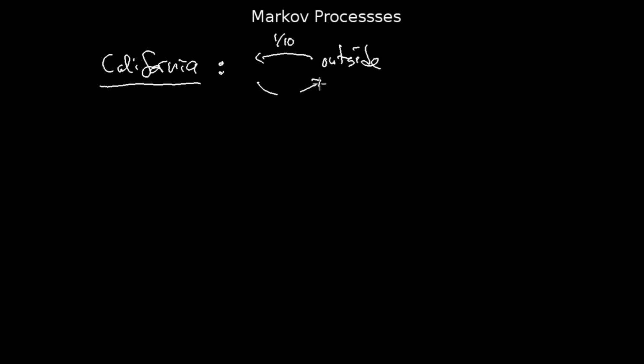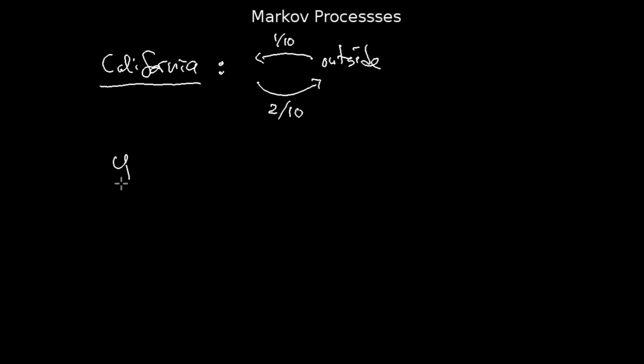Okay, now we're going to go on and talk about Markov processes. There's a good example in the book, simple as it may be, which is California. And the claim is that every year, 1/10 of the people that live outside of California move in, and every year 2/10 of the people living inside California move out. Well, okay, I know that's ridiculous, but let's go with it.